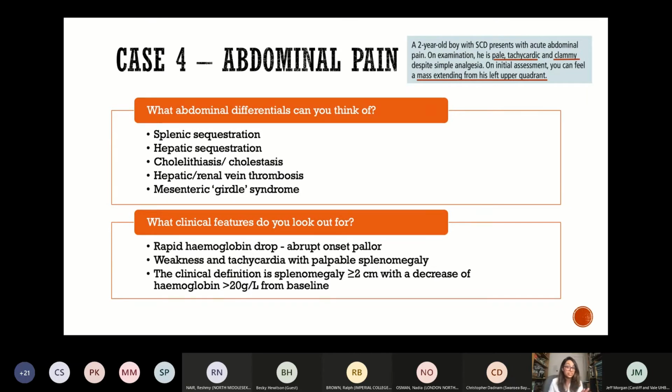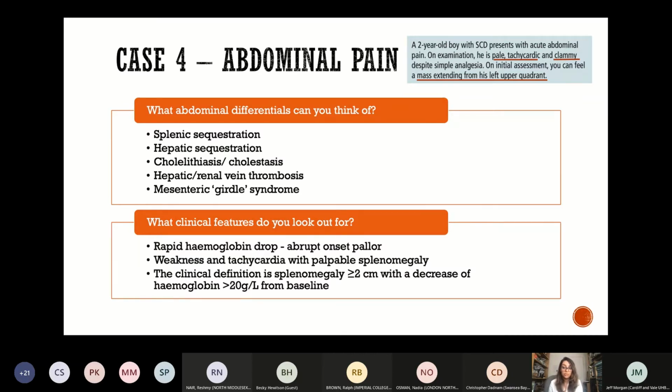Abdominal pain differentials, especially with sickle cell patients. So splenic and hepatic sequestration are the two key things. Also looking at things like cholestasis, hepatic or renal vein thrombosis is another thing to look out for. And then you've got mesenteric girdle syndrome as well.